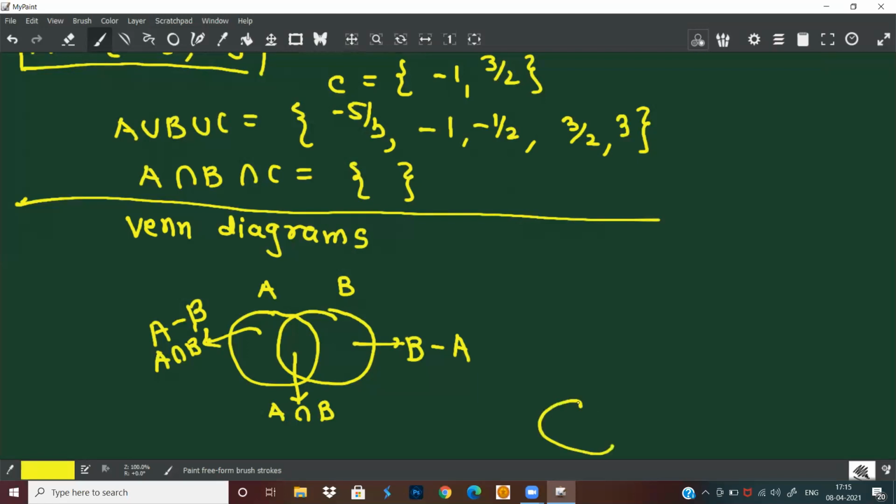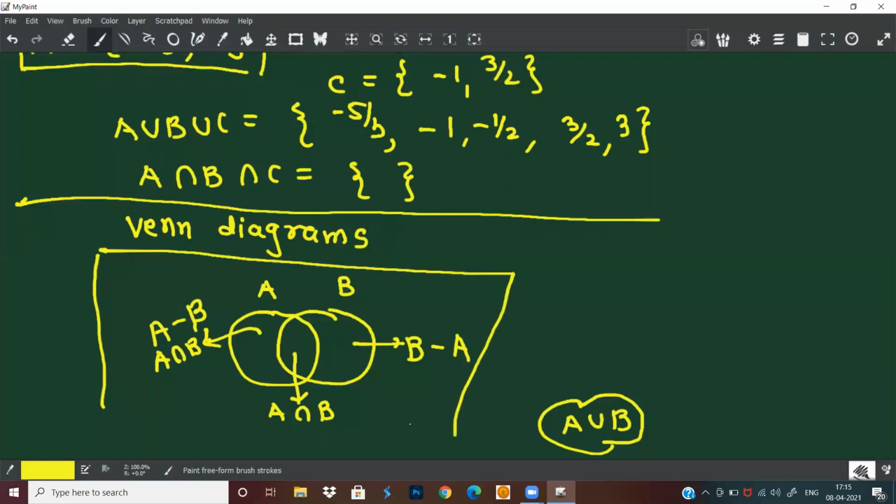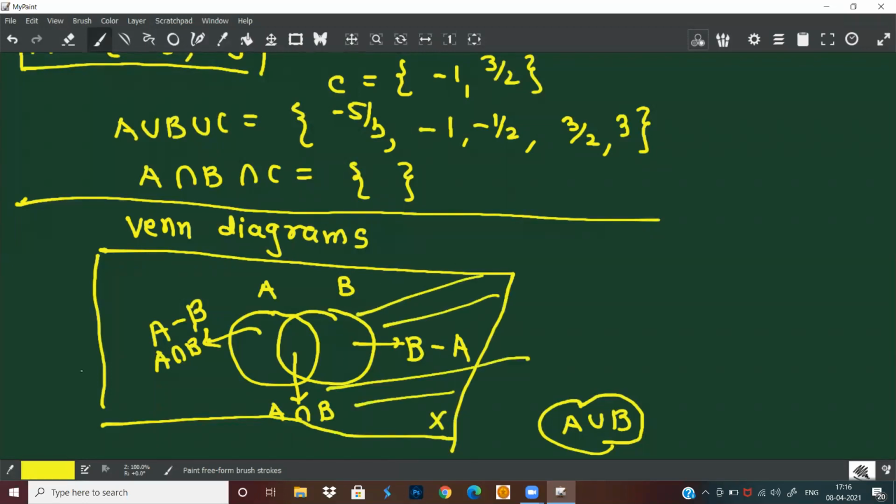All this I showed you last time. This part is A union B. Correct? Now, this outside part, all of this outside part. What is this part? Tell me. This outside part is A union B dash. A union B dash is the complement of A union B. A union B is sitting inside.